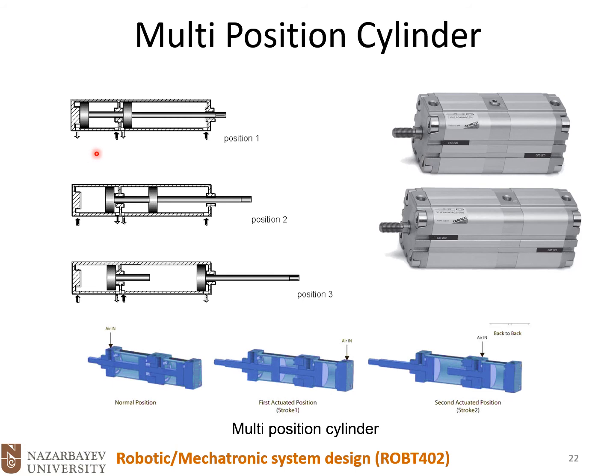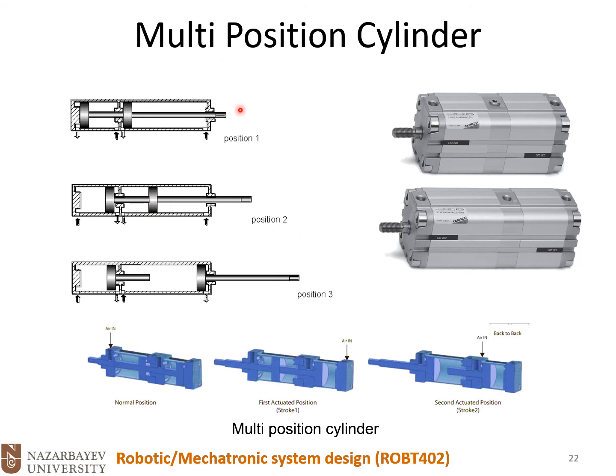We have two cylinders back to back attached together, and each cylinder has two ports. So this one has 2 ports and this one has 2 ports. This one has its own piston and this one has its own piston. And we have a rod on this one and a rod on the other one.